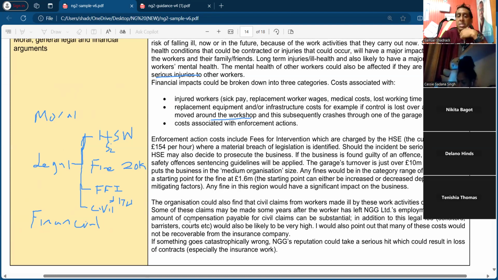The civil claim is here. The organization could also find that civil claims from some workers made ill by these work activities could be made. Some of these claims may be made some years after the worker has left NGG employment. The likely amount of compensation payable for a civil claim can be substantial, right?